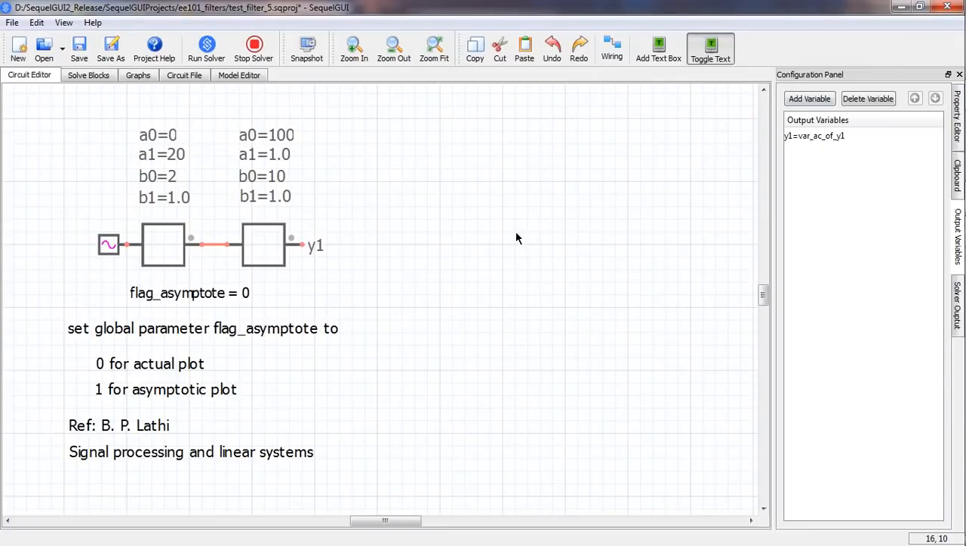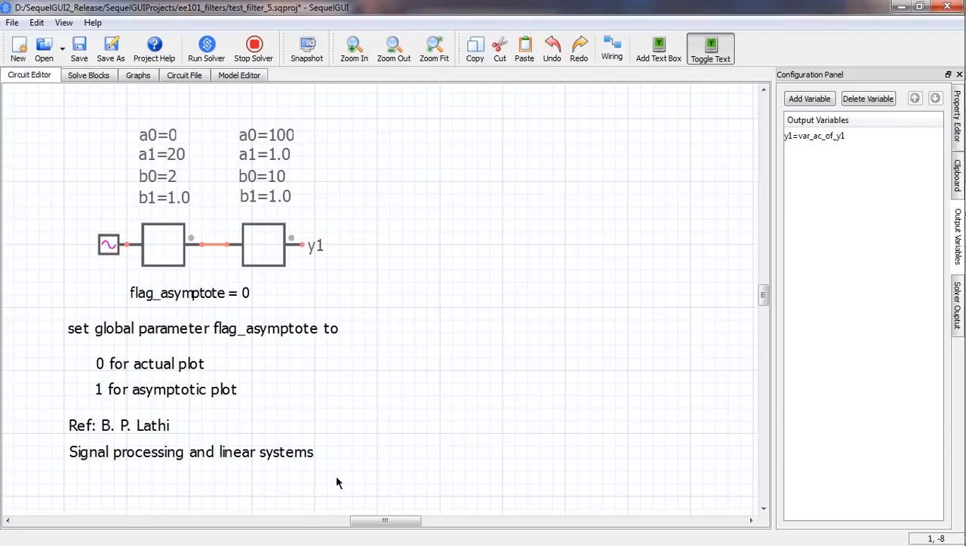Also there is a flag called flag asymptote. If we want the Bode plots for magnitude or phase, then we set this flag to 1. And if we want the normal plots, that is the exact magnitude or phase, then we set it to 0. And this specific example is taken from this book here, Signal Processing and Linear Systems by Professor Lathi. And there are several other examples which you should look at and maybe work out some of them.